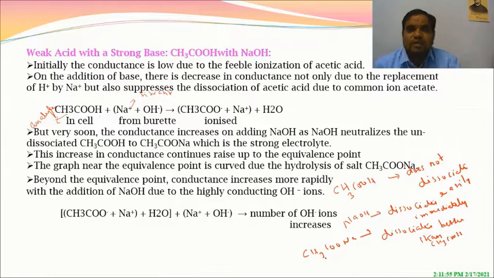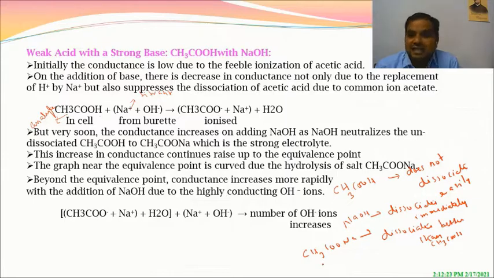After addition of the sodium hydroxide, what happened? The conductance increases because sodium acetate ionizes better than acetic acid. Conductance increases slowly. At the equivalence point, acetate ions and Na plus ions are present. After the equivalence point is reached, on further addition of sodium hydroxide, the conductance drastically increases because of the accumulation of OH minus ions with high ionic conductivity.